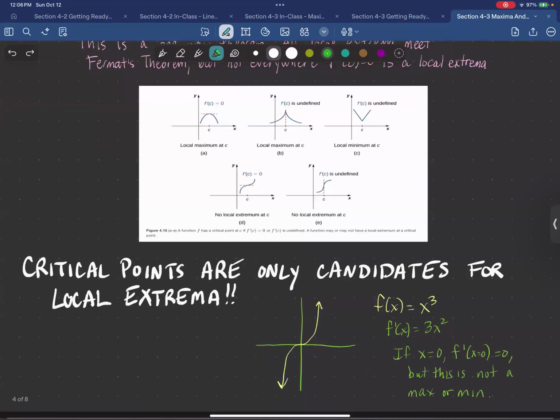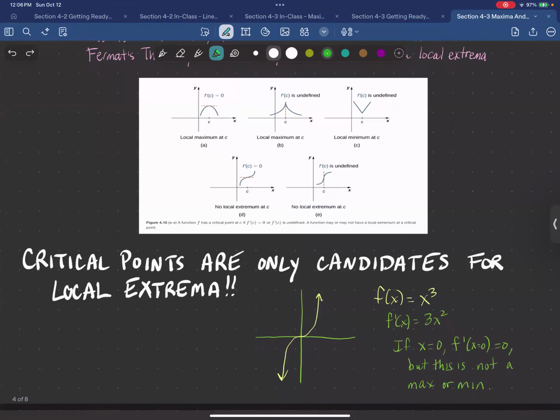To give you one that you know a little bit better, f of x equals x cubed. If we take the derivative, we have f prime of x equals 3x squared. At x equals 0, the derivative equals 0, but it is not a max or min there. So the critical points are only candidates to be a local extrema.